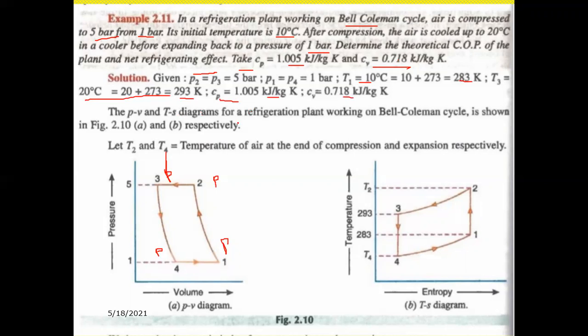The PV and TS diagrams are shown in the figure. So draw the figure as shown. Next, if you see in the temperature-entropy diagram, just see the temperature T1. T1 is equal to 283. T3 is equal to 20 degrees, add 273, Kelvin comes to 293. So we have to find T4 and T2, the temperatures of air at the end of compression and expansion respectively. Right?